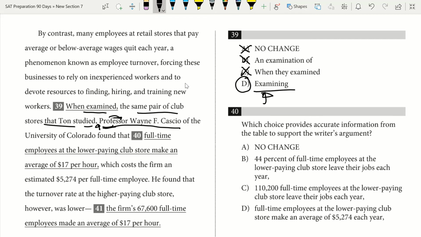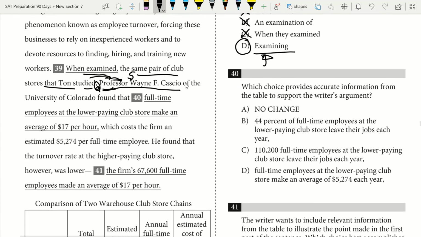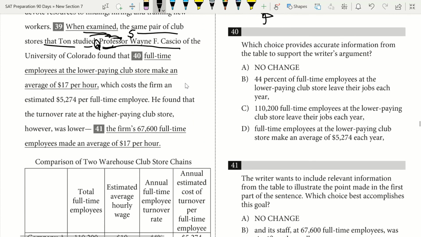He's examining that same pair of club stores. So anytime I see a subject after an introductory clause like that, I'm always looking for a comma before that subject, and I'm looking for it to modify it. So if it's going to modify it, in this case, we wanted a verb. So that's going to be examining, or a verb that's present tense like that. So examining, not when they examined or anything like that.